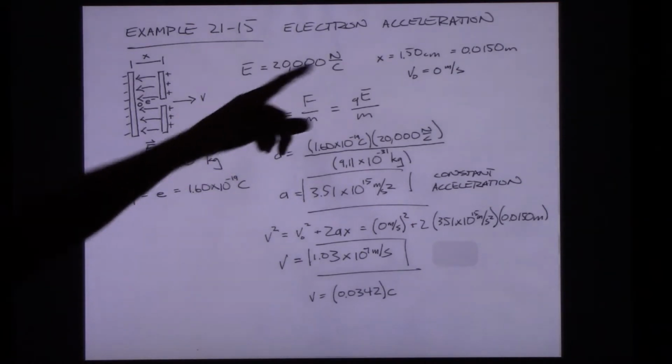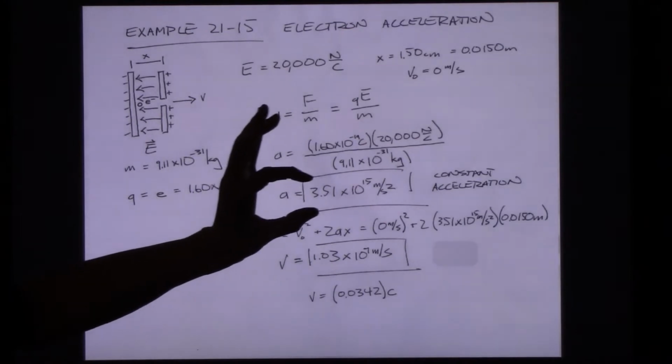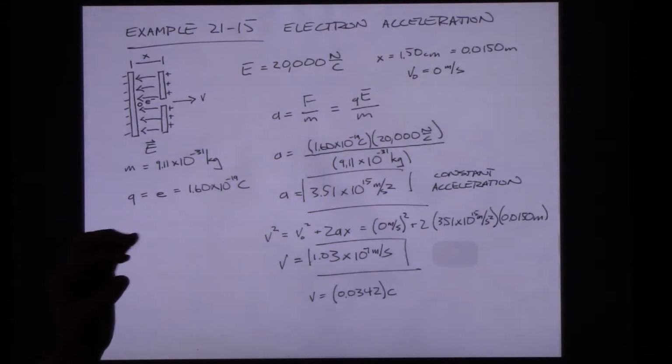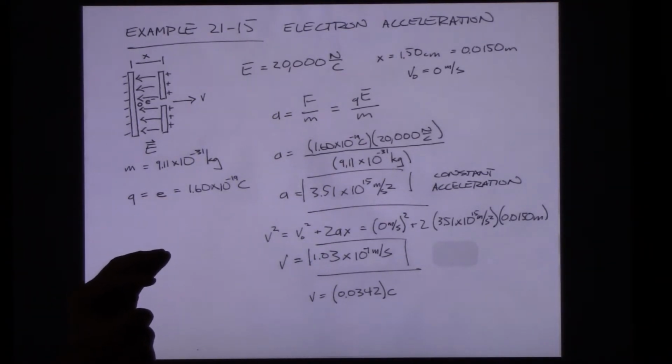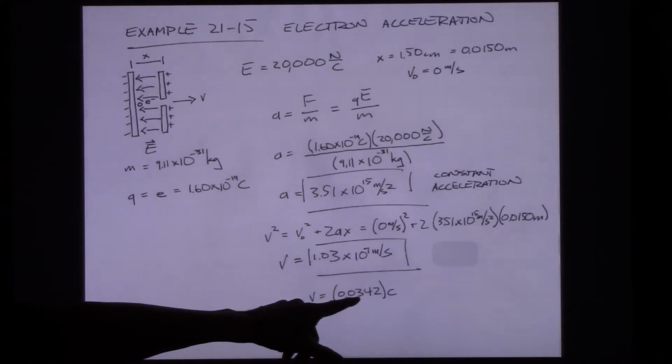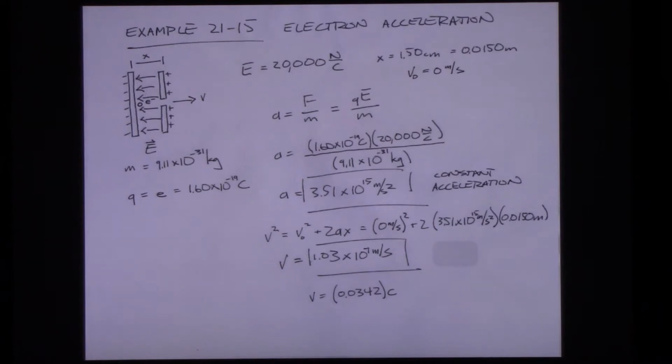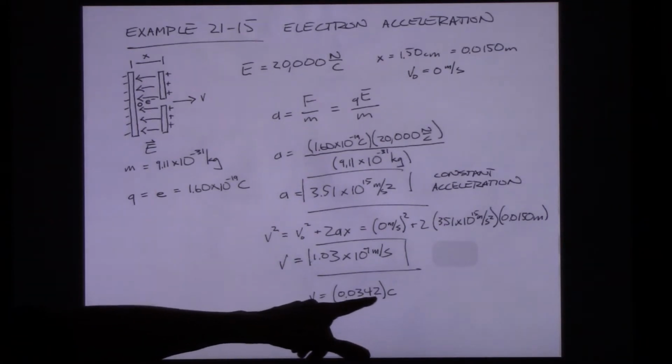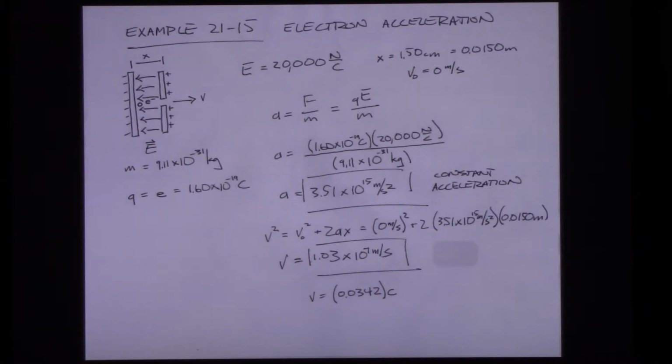We've got a distance of 1.5 centimeters. At one of the plates, the electron is at rest. By the time it gets to the other side, it is going at 3.4% of the speed of light. And 3.4% is slow enough that we can keep using the formulas. We don't need special relativity. We can use the formulas from Physics 4A.